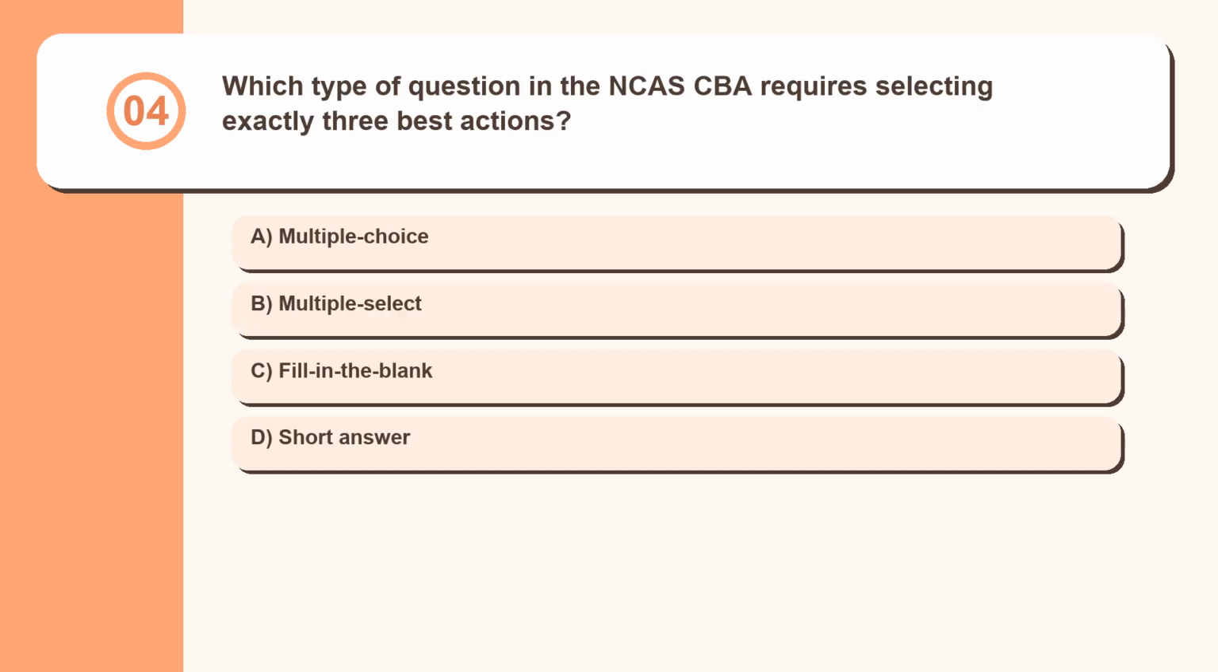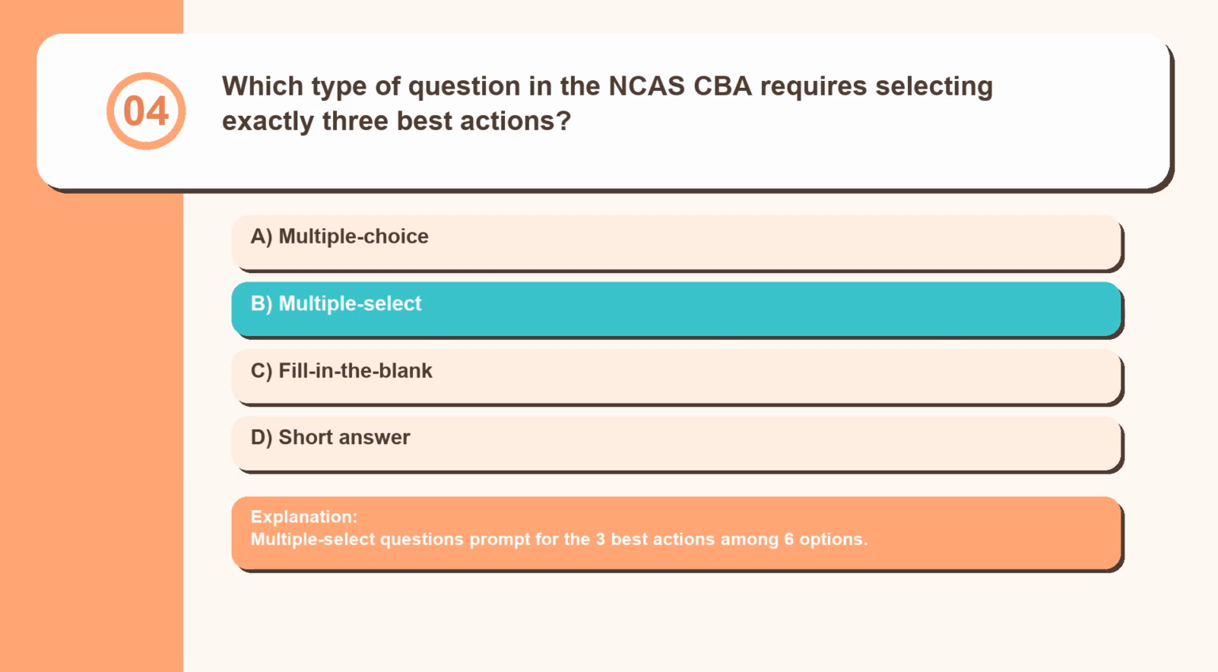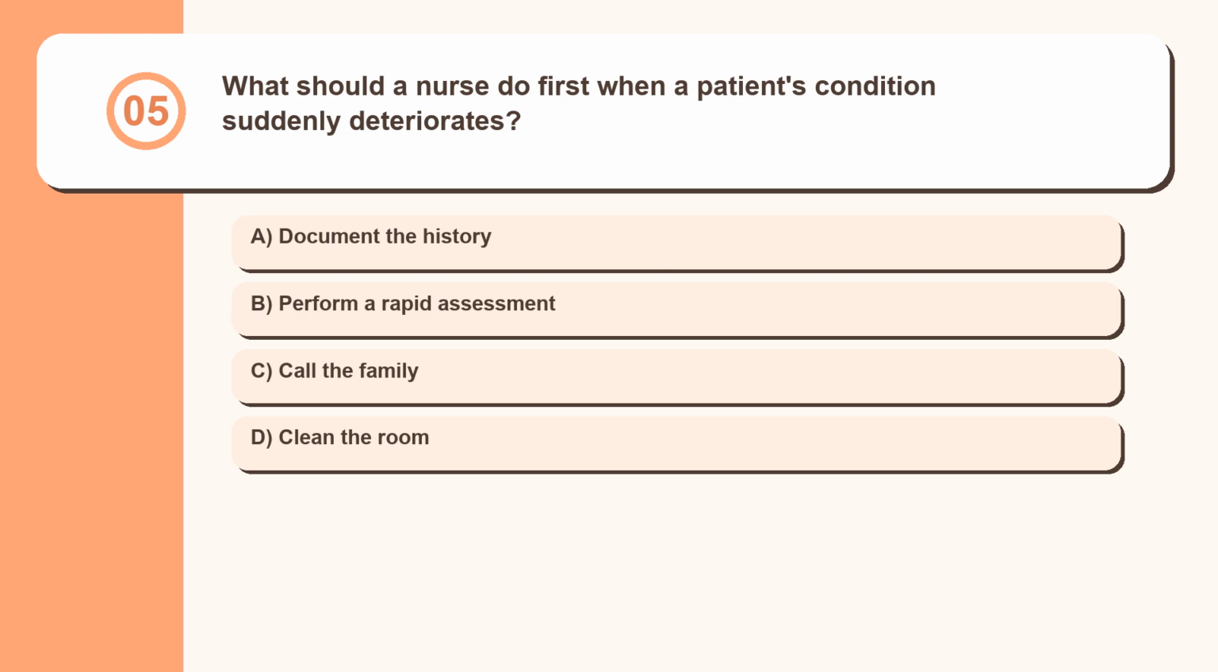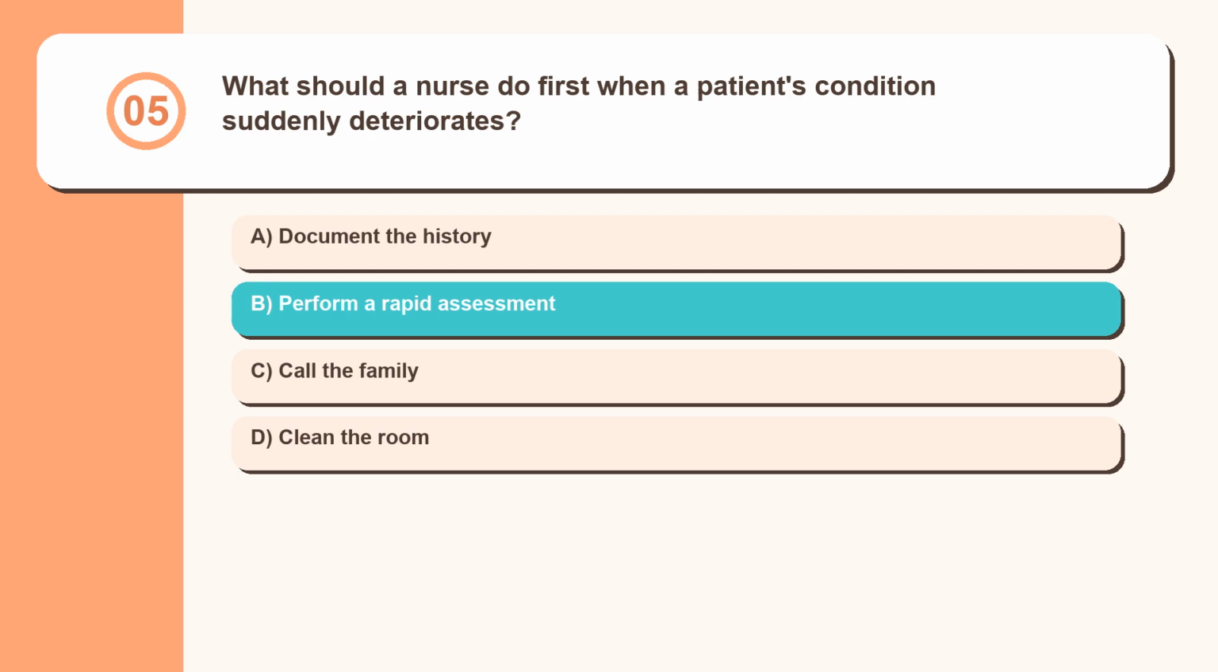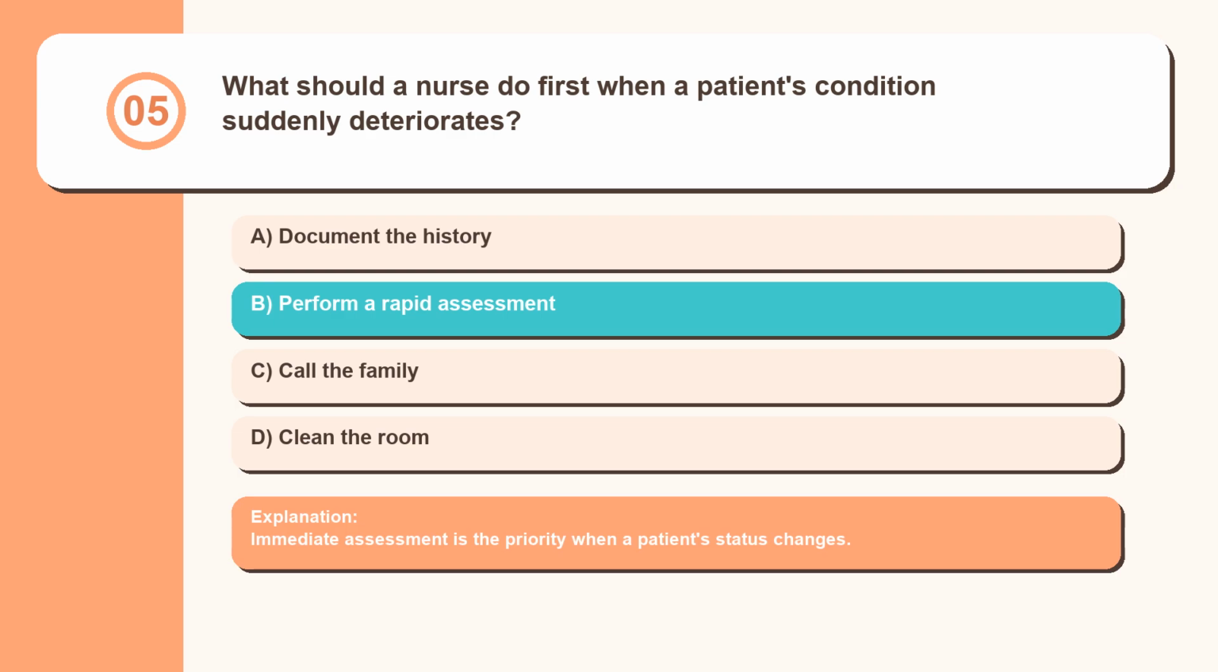Question 4. Which type of question in the NCAS CBA requires selecting exactly 3 best actions? Multiple choice, multiple select, fill in the blank, short answer. Multiple select questions prompt for the 3 best actions among 6 options. Question 5. What should a nurse do first when a patient's condition suddenly deteriorates? Document the history, perform a rapid assessment, call the family, clean the room. Immediate assessment is the priority when a patient's status changes.